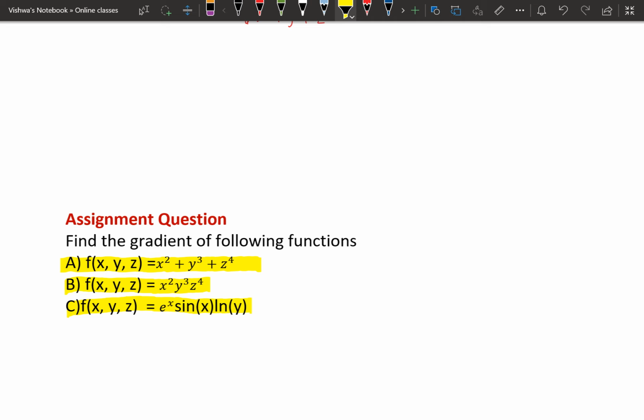Next class we are going to study the divergence and curl of a vector field or vector functions.